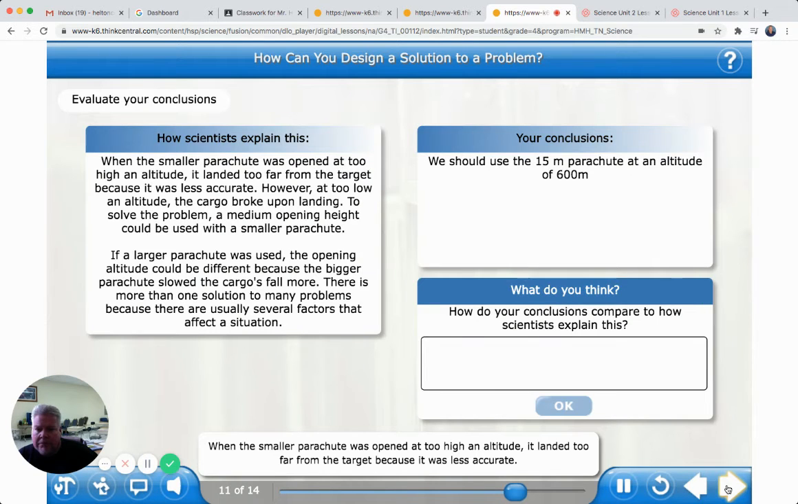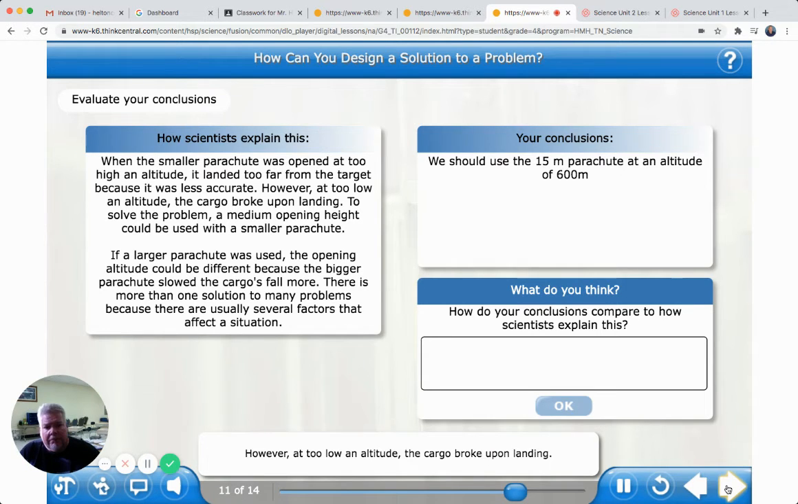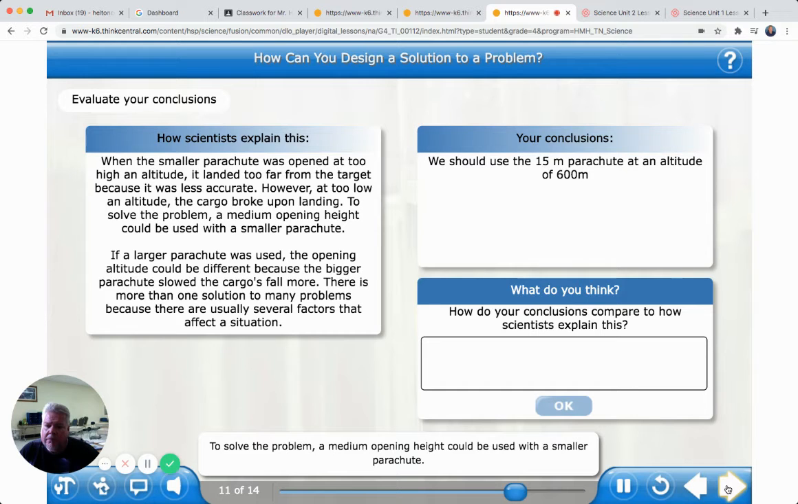When the smaller parachute was opened at too high an altitude, it landed too far from the target because it was less accurate. However, at too low an altitude, the cargo broke upon landing. To solve the problem, a medium opening height could be used with a smaller parachute. If a larger parachute was used, the opening altitude could be different because the bigger parachute slowed the cargo's fall more. There was more than one solution to many problems because there were usually several factors that affect the situation.